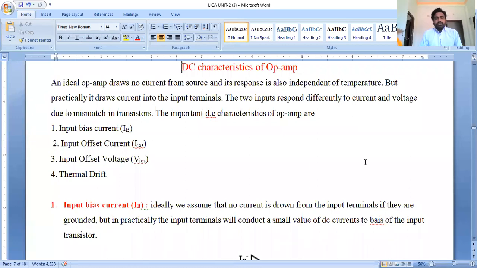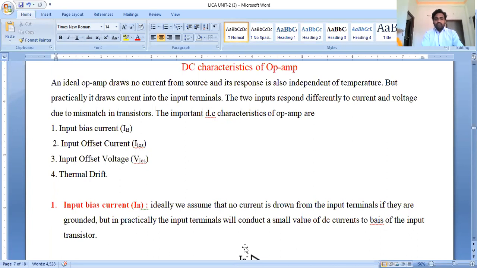Right, good afternoon. In previous classes, we started on the DC characteristics of operational amplifiers, and we studied the basic things about them: how these DC characteristics appear and what they are. So in the last class, we discussed the actual DC characteristics.